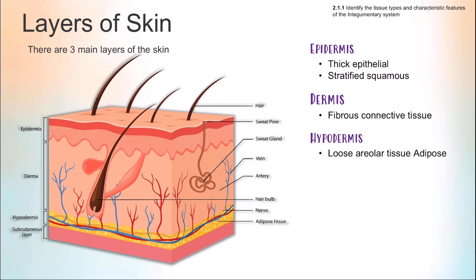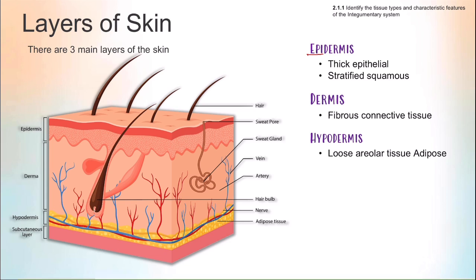All right, so we have three layers of the skin. So the first layer is going to be the epidermis. Now, the epidermis is going to mean above, so our above dermis layer. So this is made up of thick epithelial cells. We're going to see a lot of stratified squamous, and we will see our keratinized and non-keratinized here.